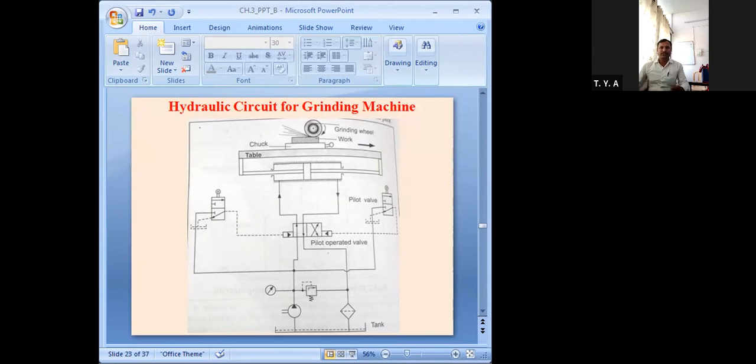Getting it? So you can see here we have the tank, the reservoir. From that you can pump the fluid, or oil. So here we have the pump. Then here we have the pressure measuring instrument, that is the pressure gauge. Here we have the pressure relief valve also.